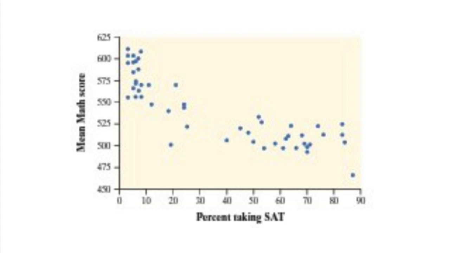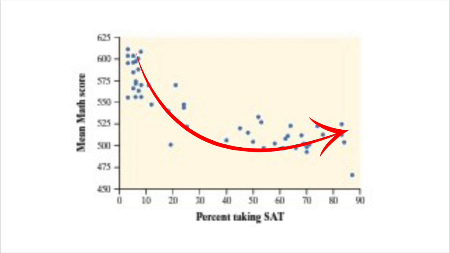As an example, we are going to examine the following scatterplot. When examining the direction of the scatterplot, the overall pattern moves from the upper left corner to the lower right. In other words, the states in which higher percents of high school graduates take the SAT tend to have lower mean SAT scores. Later on, you'll learn about negative association.